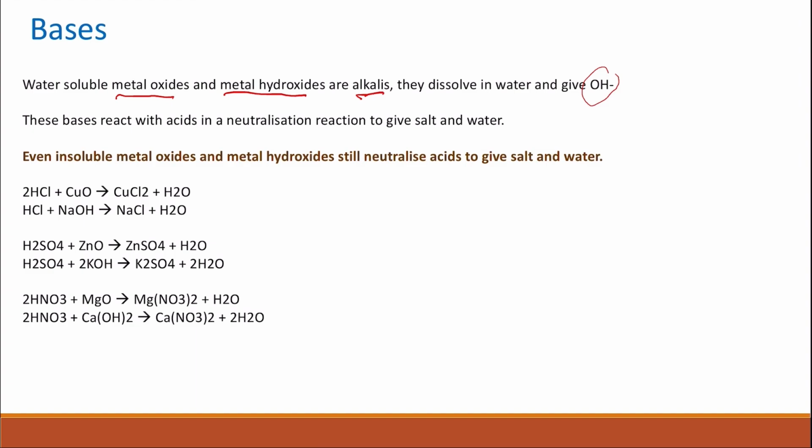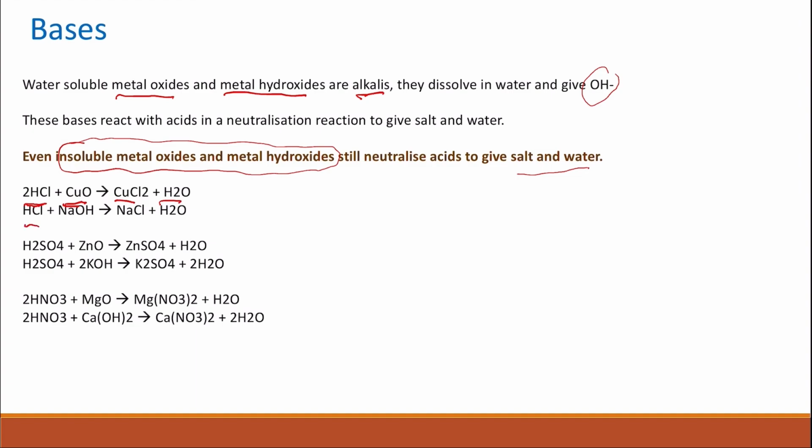So even insoluble metal oxides and metal hydroxides will still neutralize the acid to give you salt and water. However, insoluble metal oxides and metal hydroxides are not considered to be alkalis. The main reason for that is they are insoluble in water, which means when they are added to water, they will not give you the hydroxide ion, but they will still react with acid in a neutralization reaction to give you the salt and water. Some examples of these are the reaction between hydrochloric acid and copper oxide to give you copper chloride and water.